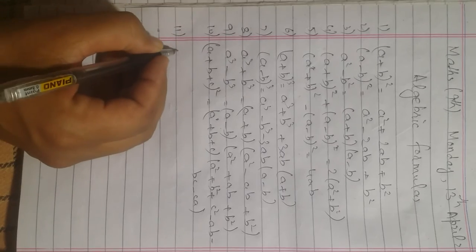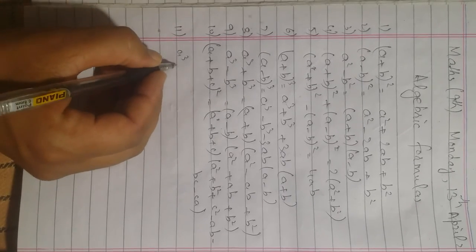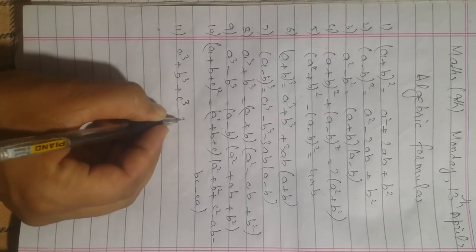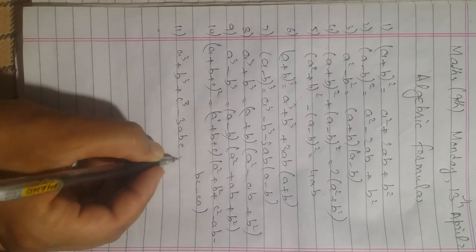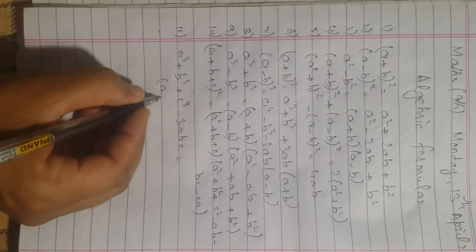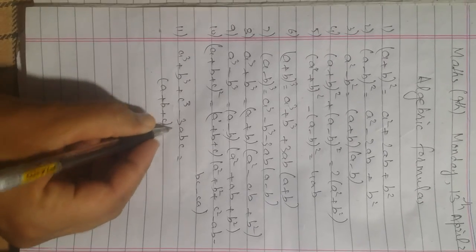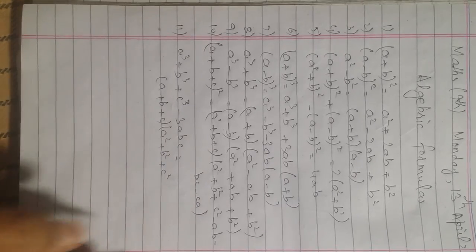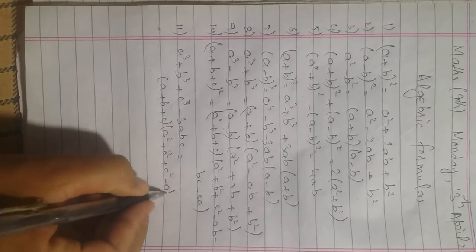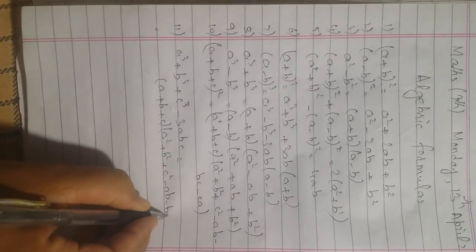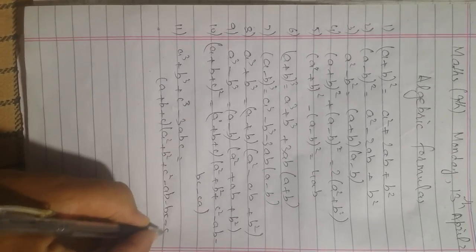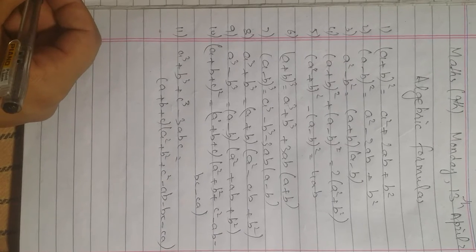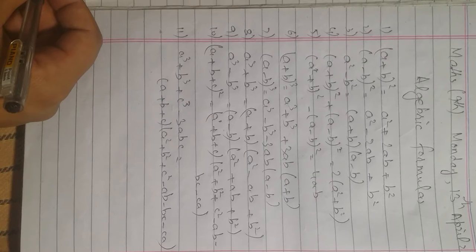Formula number 11: a cube plus b cube plus c cube minus 3abc is equal to (a plus b plus c) into (a square plus b square plus c square minus ab minus bc minus ca). These are the 11 formulas which will be used in this exercise.